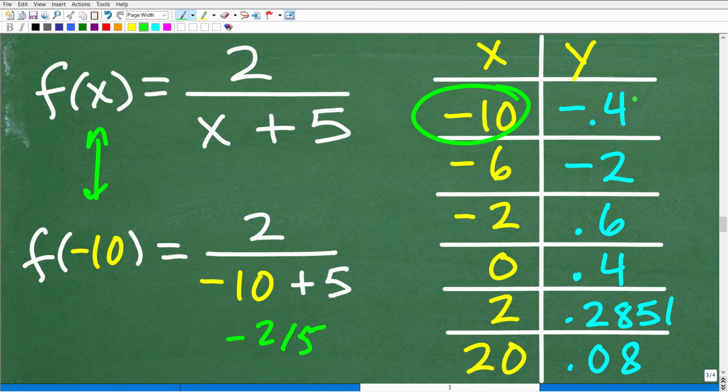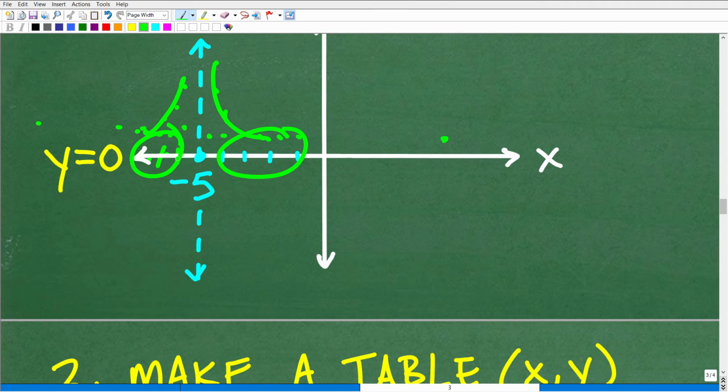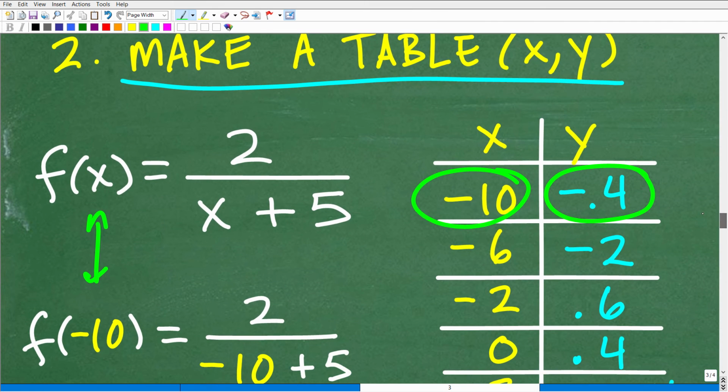It kind of helps you out. That's going to be -0.4. Okay, so way over here, you can plot that point. Let me just be a little bit more clear about this. Negative 10, that's our xy point, right? We're talking about an xy ordered pair. So x is negative 10 and y is negative 0.4. This point is on this rational function.